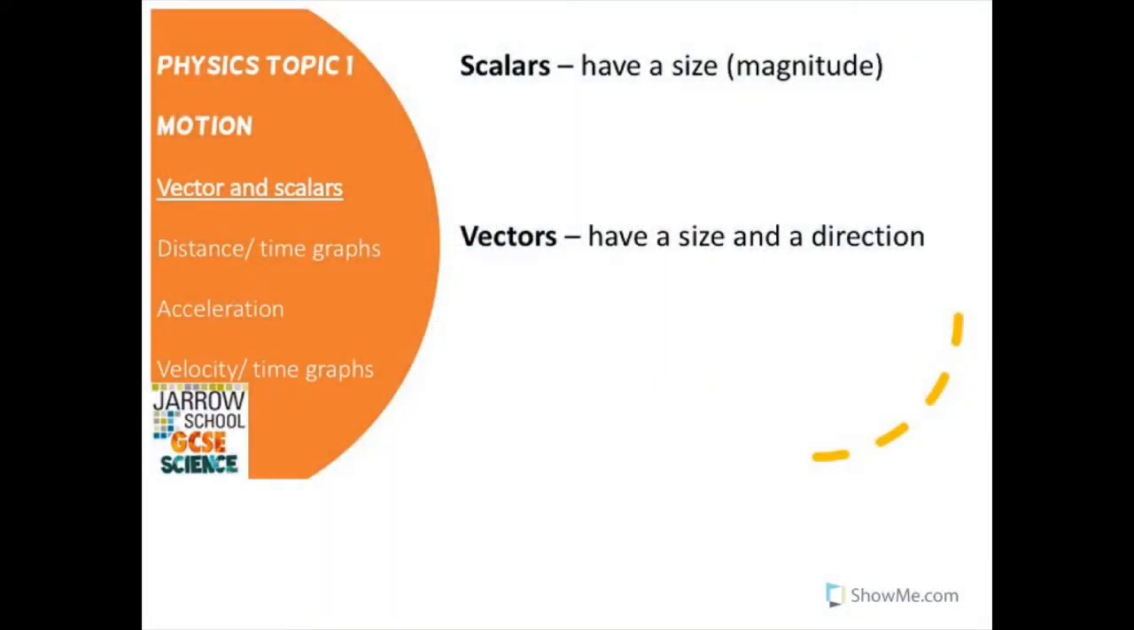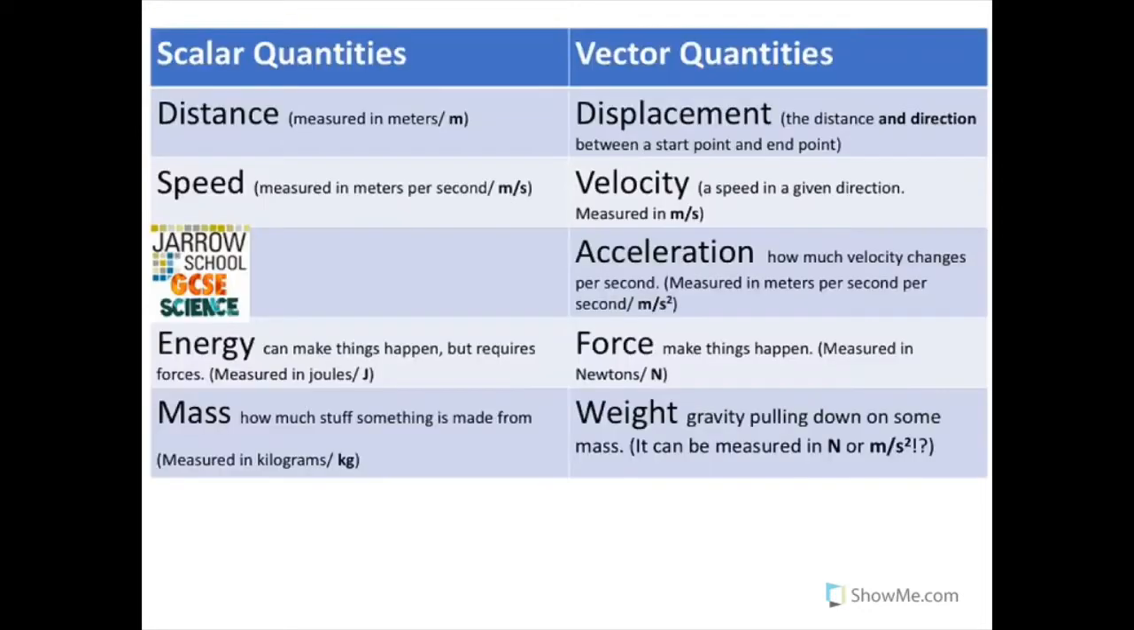Hi, this is revision for the first physics topic, which is all about motion. The first thing that everybody needs to know is the difference between a vector and a scalar quantity. Scalar quantities are measurements that we can take in physics that have got amounts, sizes. However, vector quantities have both sizes and directions.